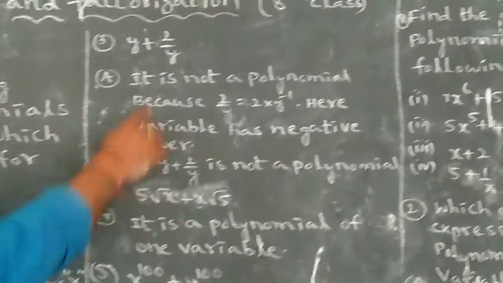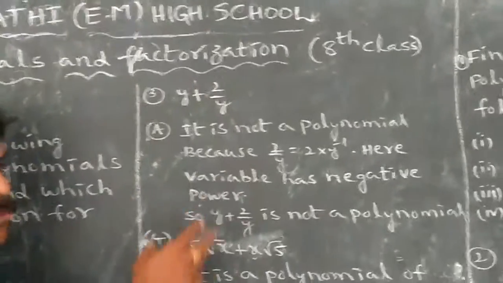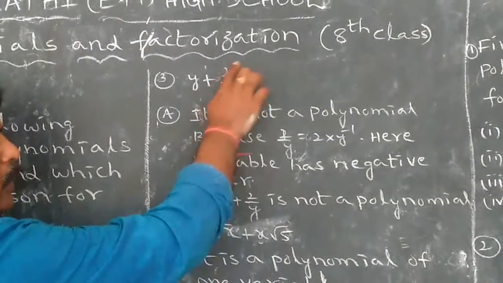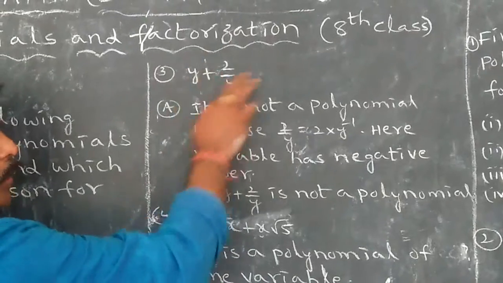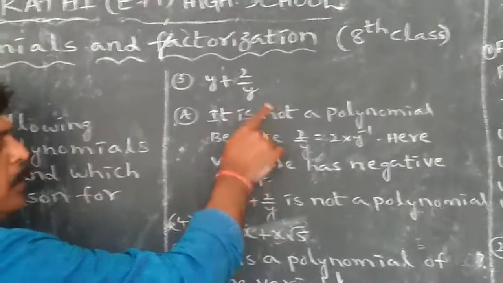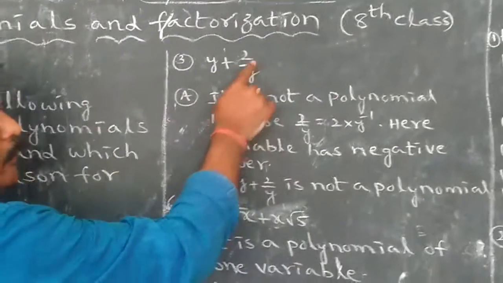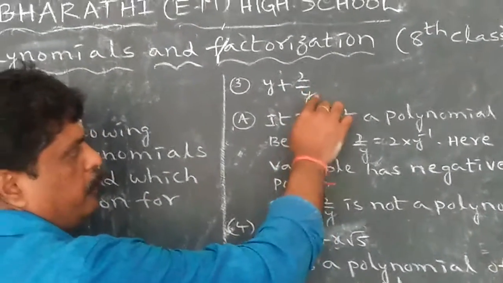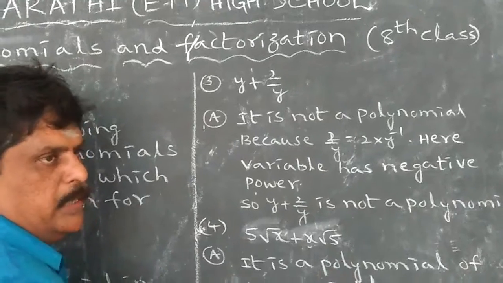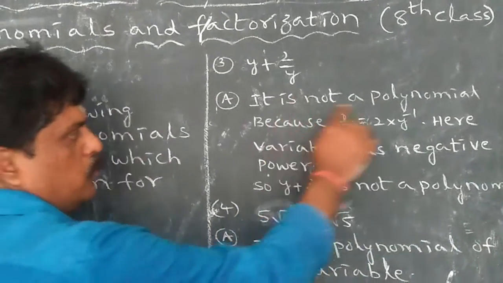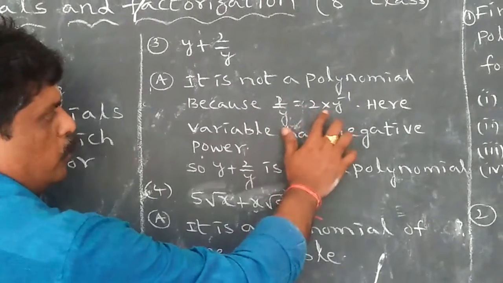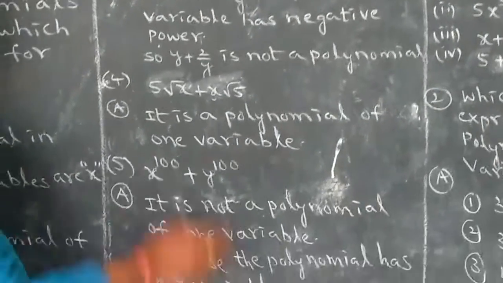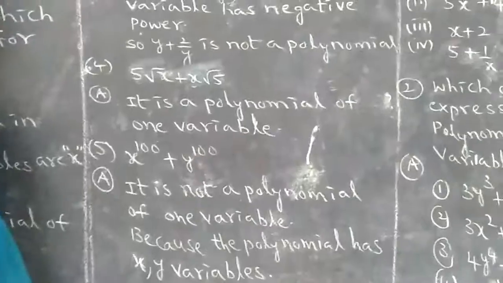Next one is y plus 2 by y. Here it has one variable, but I have to check whether it is a polynomial or not. It is not a polynomial because a polynomial does not have a negative power. Here 2 by y: 1 by a power m is a power minus m. Here y goes to the numerator and gets a minus 1. So 2 by y is equal to 2 into y power minus 1. Here y gets the negative power. So y plus 2 by y is not a polynomial.